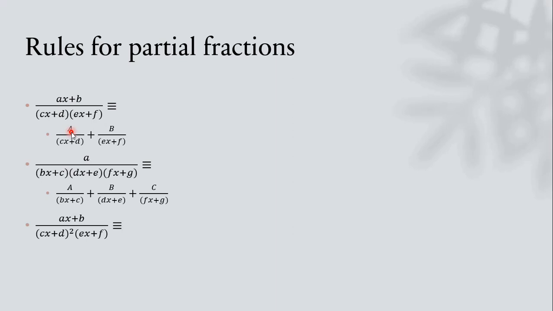(Ax plus b) over (cx plus d) squared times (ex plus f) can be written as capital A over (cx plus d) squared plus B over cx plus d plus C over ex plus f. With this one, it's important to note that you have to include both (cx plus d) squared and cx plus d, even though only (cx plus d) squared is included in the original fraction. I'll explain why later on, when I'm explaining a question with it, so it makes more sense. But yeah, these are the general rules that you need to know.